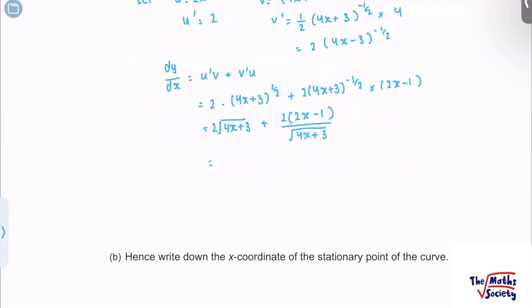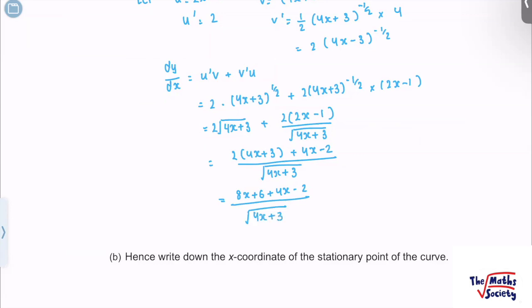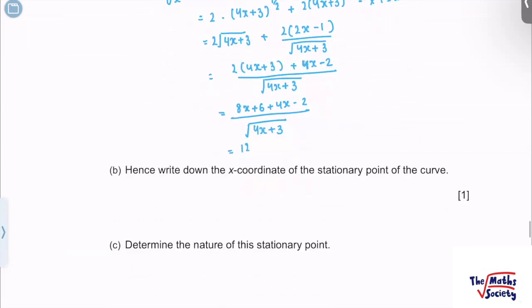And that equals 2(4x plus 3) plus 4x minus 2, divided by root (4x plus 3), which you multiply, you get 8x plus 6 plus 4x minus 2, by root (4x plus 3). And that's going to equal 12x plus 4 divided by root (4x plus 3). And that's just going to be 4(3x plus 1) by root (4x plus 3).